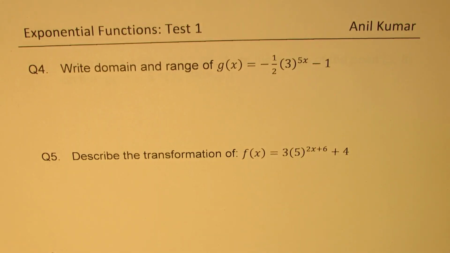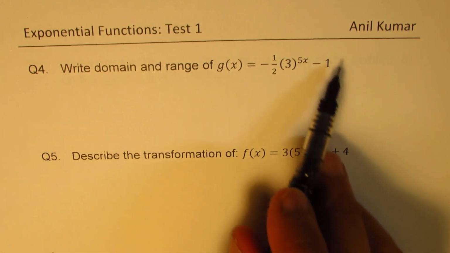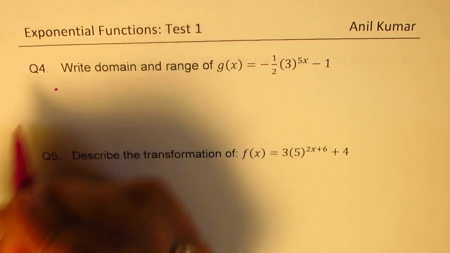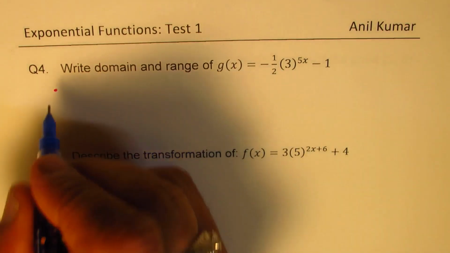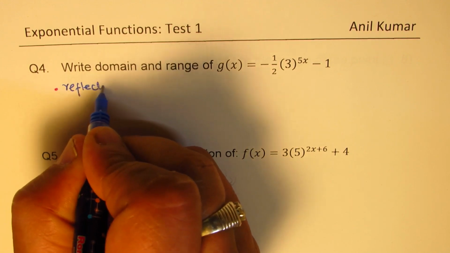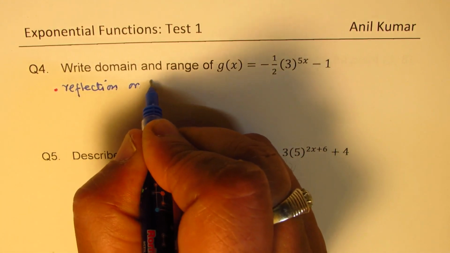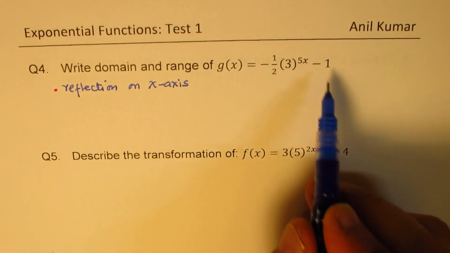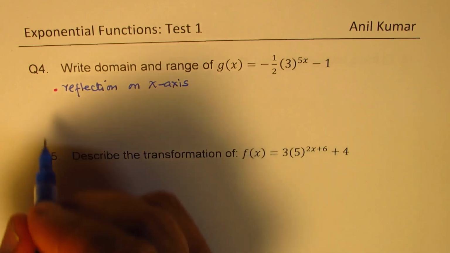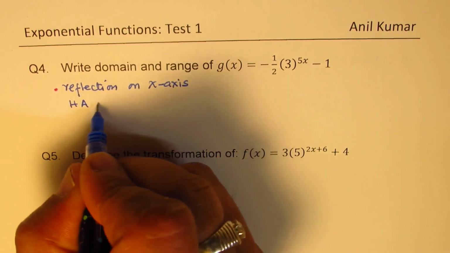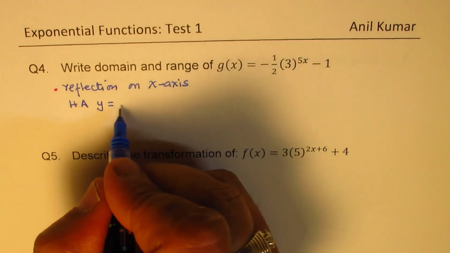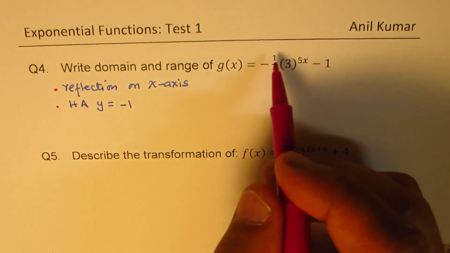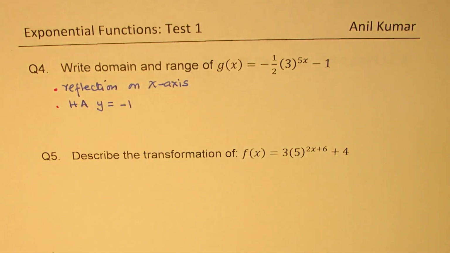Question number 4. Write domain and range of this particular function. Now, let's think about it. This minus means reflection on the x-axis, correct? So that means the graph is going downwards. And the negative 1 means that we have a horizontal asymptote y equals -1, right? So y equals -1. Now these two pieces of information are good enough to write the domain and range for the function, right?